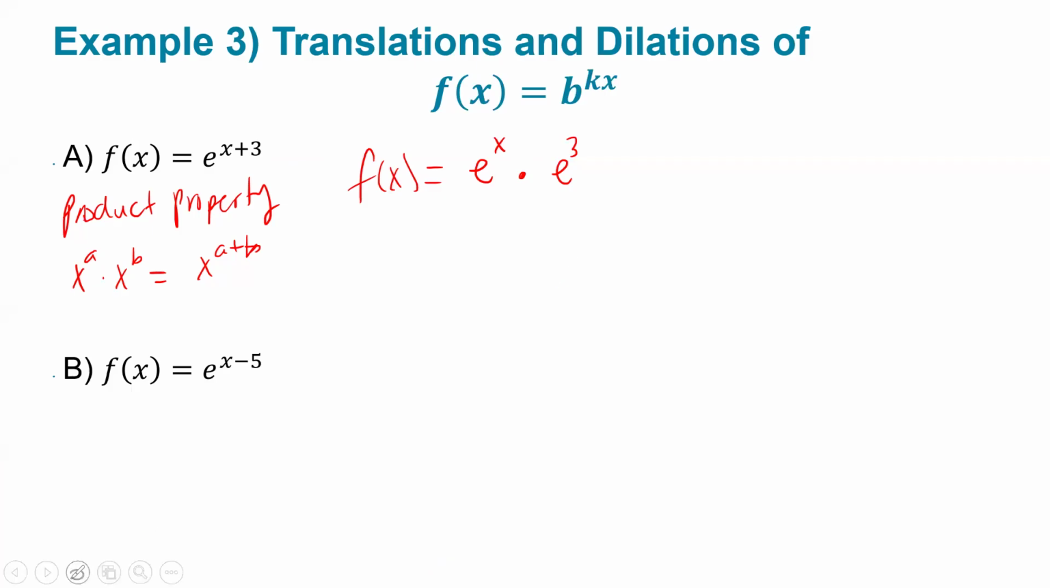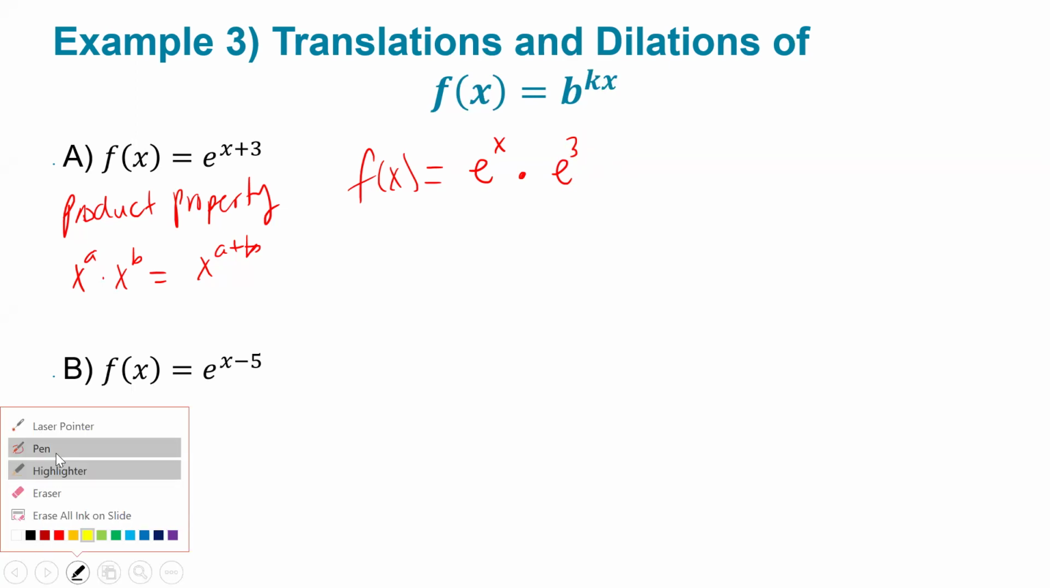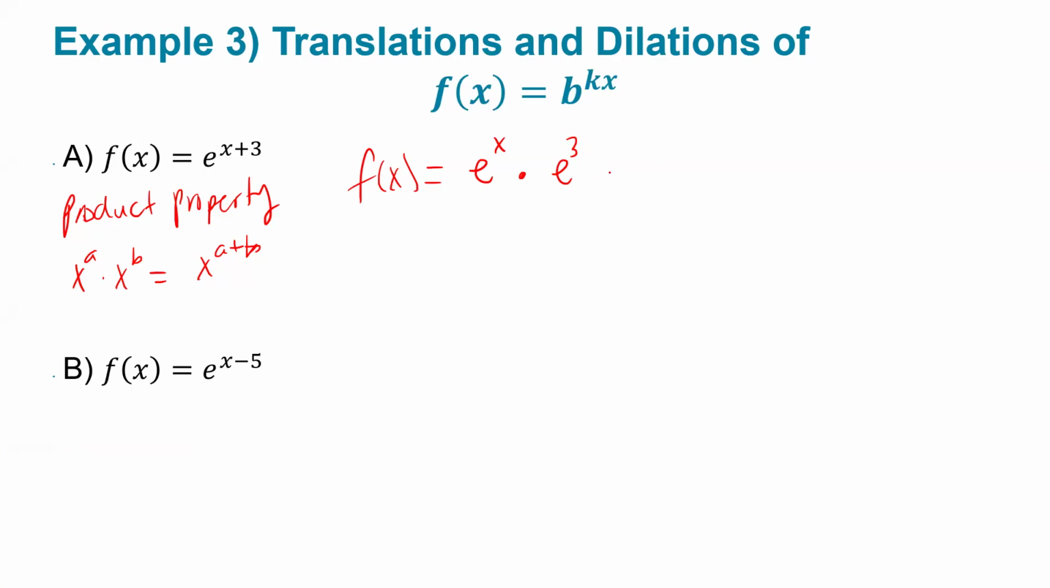So now what this becomes are two separate pieces. E to the third is now my a. It's the factor that's outside being multiplied. So this can be written as e to the third times e to the x. So this is my a. Is e to the third greater than 1 or less than 1? Greater than 1. So this is a vertical stretch.